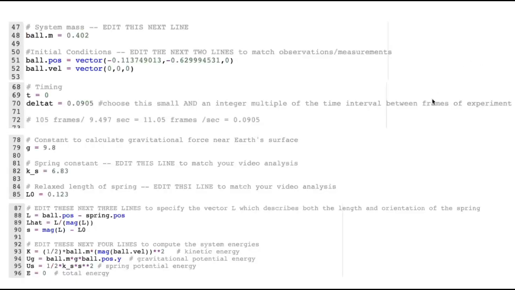In the computational model, I edited these lines for the ball's mass, which is 0.402 kilograms, as well as the initial conditions of position and velocity. To get delta T, I found out how many seconds were per frame, which was 0.0905. I also edited these lines for the gravitational constant, as well as the spring constant and the relaxed length. And I also edited these lines to find L, L hat, and s as part of the formula for the spring force. And these lines here correlate to the respective formulas of these components.